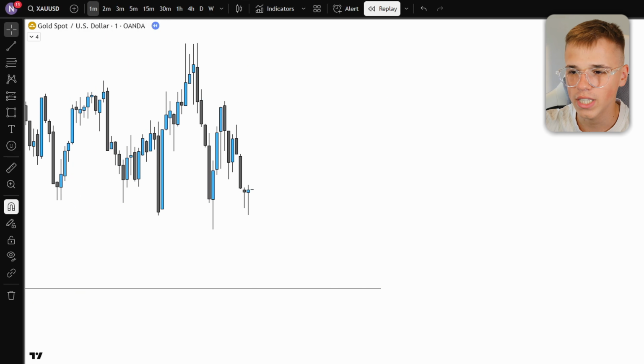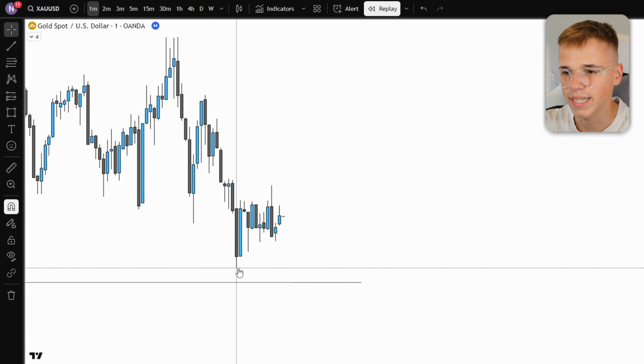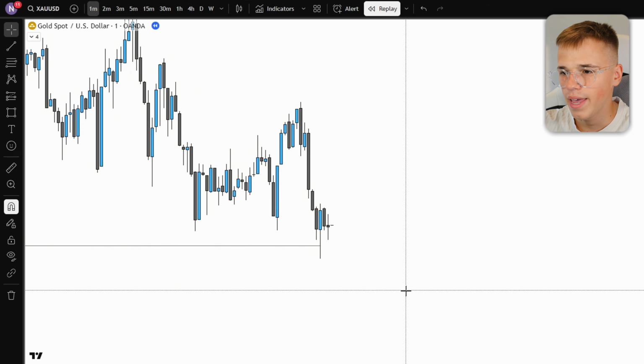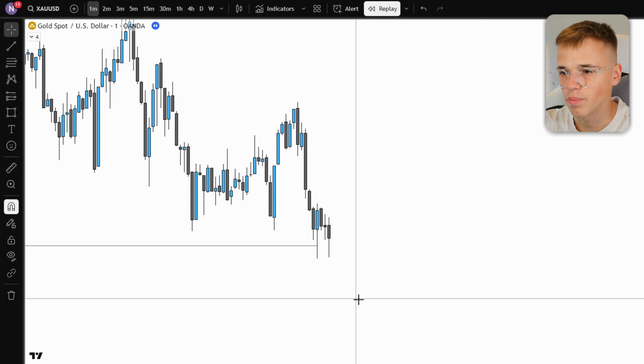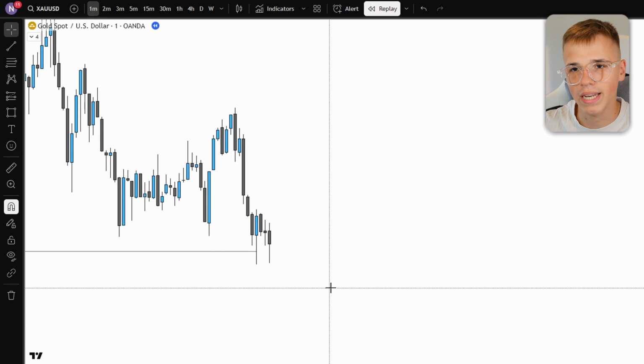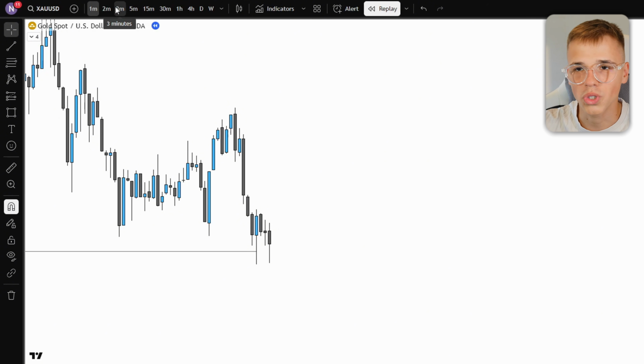So let's see what happens on the 1 minute chart. We still did not sweep this low, so we are waiting for the sweep. So we are just waiting, and here we just had the sweep. So the next step, and this is the step where I'm going to show you how you can use either the 1, 2 or 3 minute time frame.